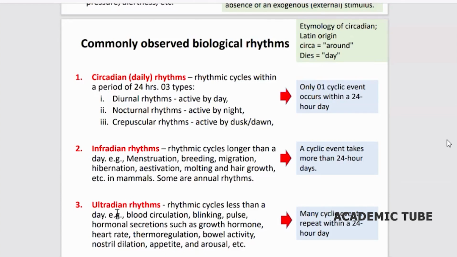The third type, the major category, is what you call the ultradian rhythms. Ultradian. So there are so many cyclical events, biological biorhythms, that occur within a single day. Right? Now, for example, your appetite. You eat in the morning, again you eat at noon, and then you again eat at night.